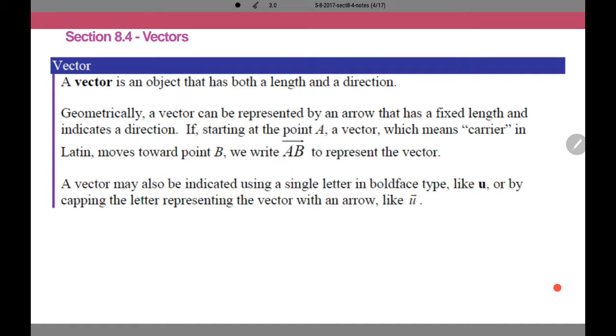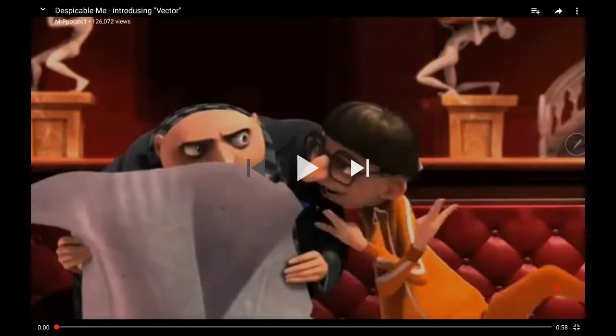Alright, today we're going to be talking about vectors, so before we get started with that, let's do something a little silly. Here's a description of a vector that you might be familiar with.